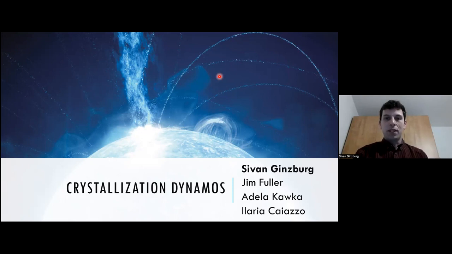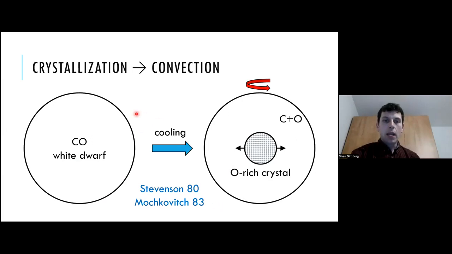So today I'll be talking about crystallization dynamos, which I've been working on together with Jim, Adela, and Ilaria. So let's begin. As you all heard yesterday, as white dwarfs cool down, at some point their interiors begin to crystallize. They start forming these solid crystal cores that gradually grow in size from the inside out as the white dwarf continues to cool down.